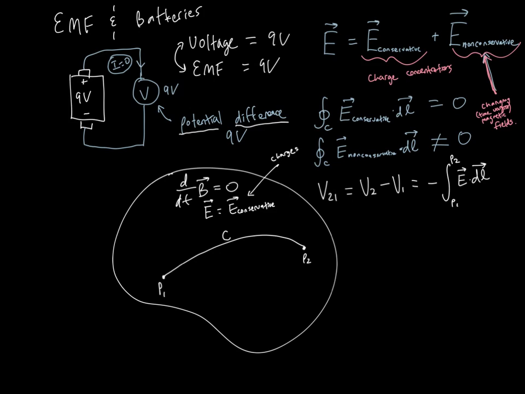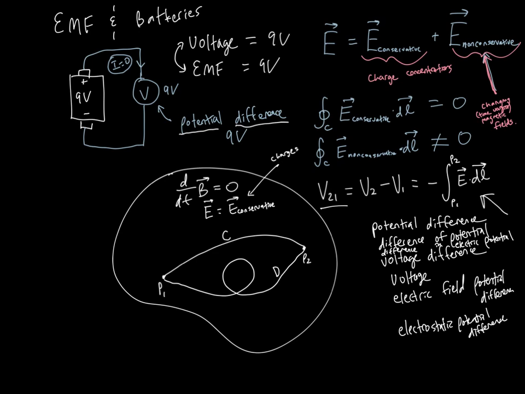And because our electric field is conservative within this region of space, it doesn't matter what path we take. We can take a crazy loop-de-loop path. Let's call this path D. If you perform this line integral, it's going to be the same thing as if you went just on path C. And so the potential difference between point P2 and point P1 does not depend on your path, so long as your path is through a continuous region in which the magnetic field does not vary with time.